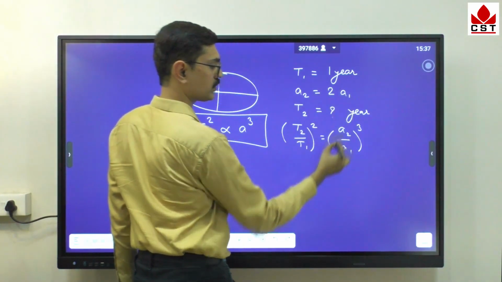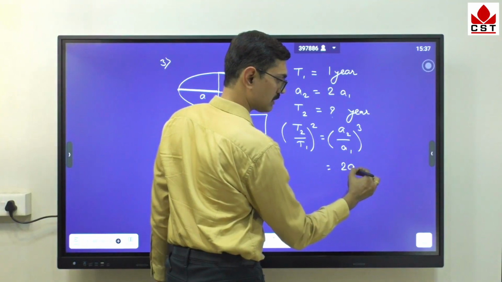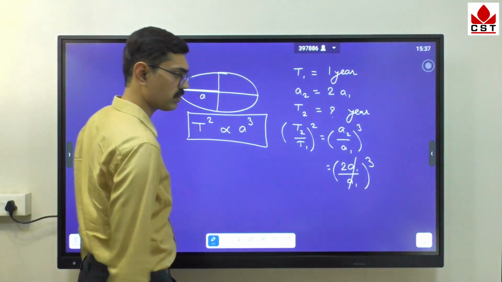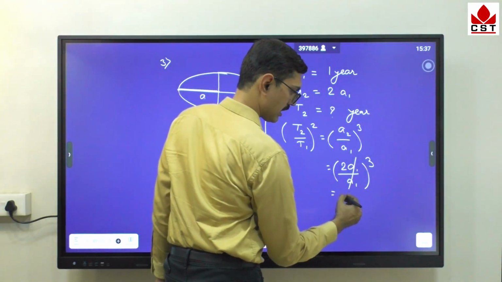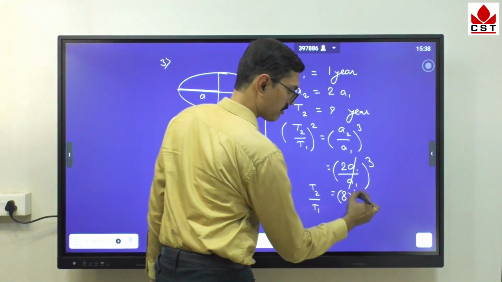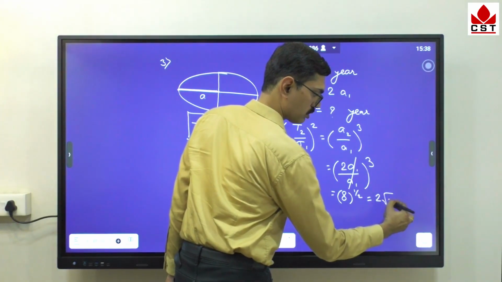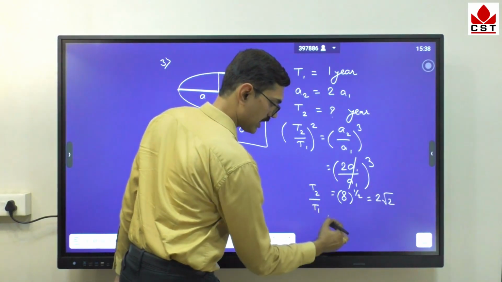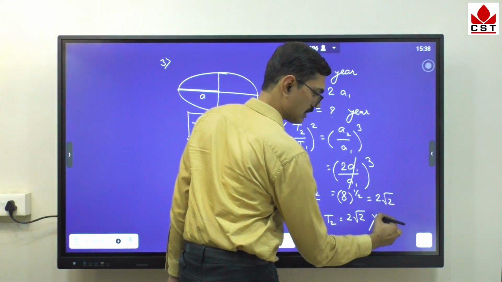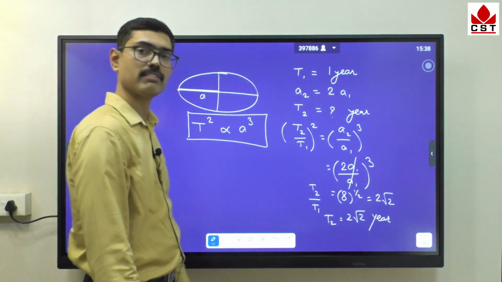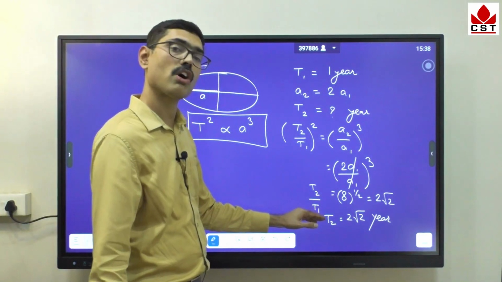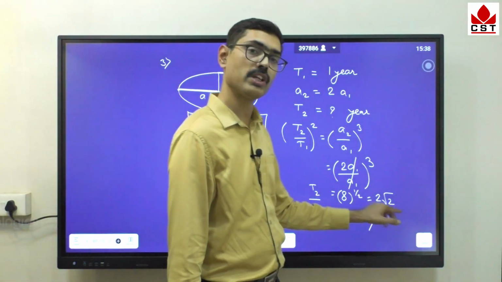So what is A2? A2 is 2 times A1. So place that 2 times A1 upon A1, cubed. So A1 gets cancelled out. 2 cube is 8, and then we have to finally take the square root of that 8, which is 2 root 2. So we know T1 is 1 year, therefore we get T2 is equal to 2 root 2 years, or into 365 days. So our final answer, the new time period, is 2 root 2 years.